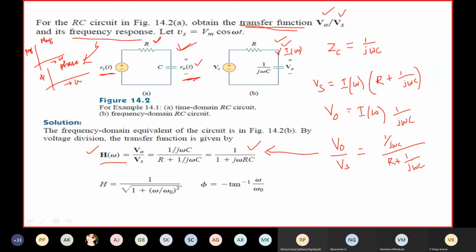Sorry, this is in the frequency domain. This transfer function can be represented like this: magnitude at a phase angle.